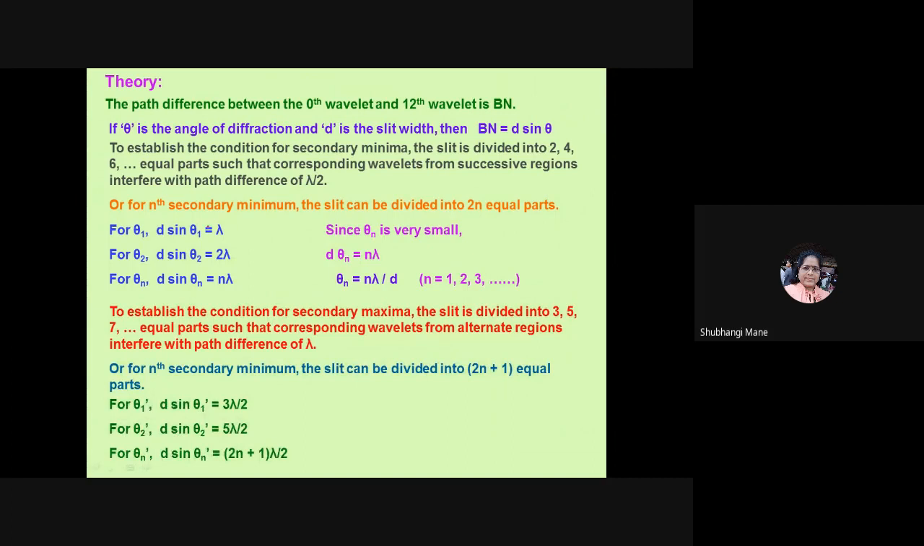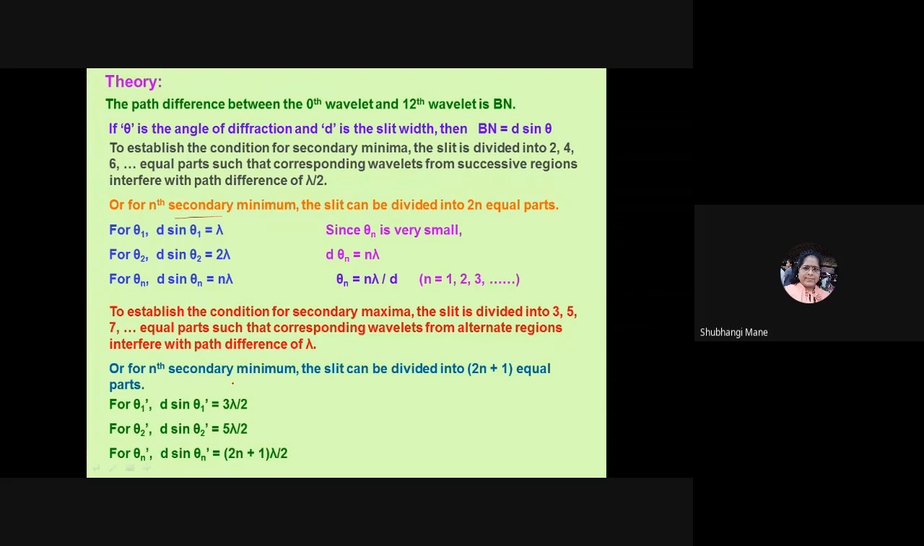For the nth secondary maxima, the slit can be divided into n equal parts. What is the condition? Just now we said d sin theta equals n lambda. If n equals 1, theta equals theta 1. If n equals 2, theta equals theta 2. n equals 3, theta equals theta 3, and so on. Alternately, we are getting the condition for secondary minimum of intensity.